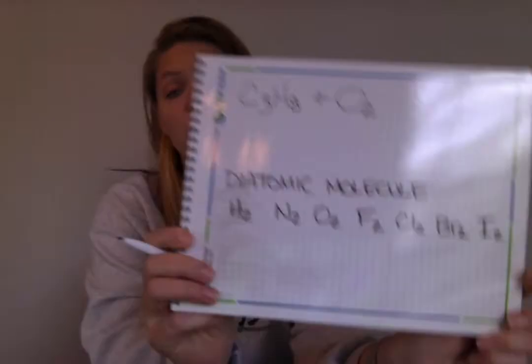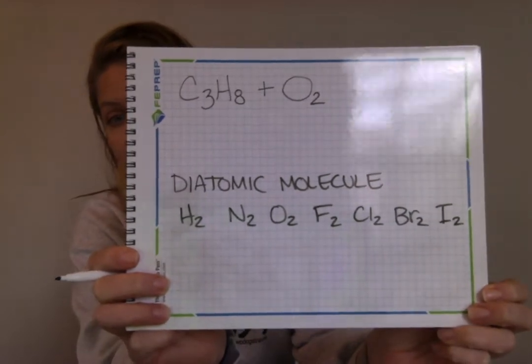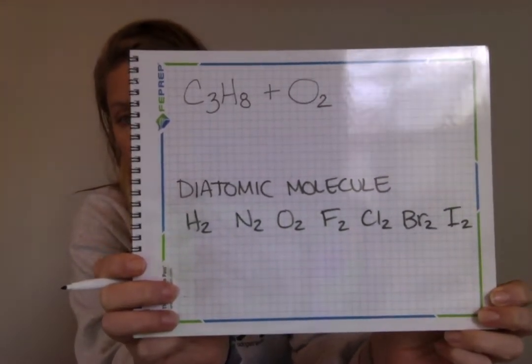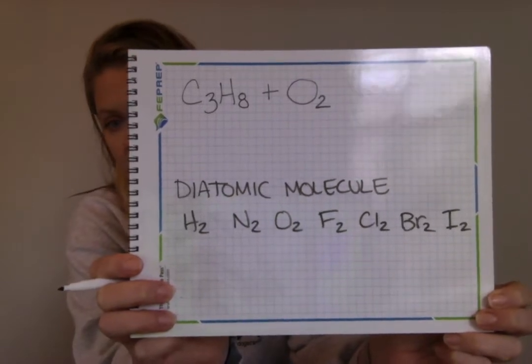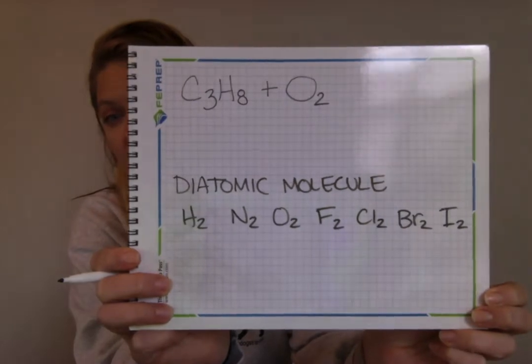If you want to, in your notes, which I highly recommend, write down these 7 diatomic molecules. If you don't write it down right now, you can definitely Google it after this, and they'll have a list of the 7 molecules for you. These are the ones you want to keep an eye out for whenever you're writing your formulas, because they're always going to be a diatomic molecule if they're by themselves.